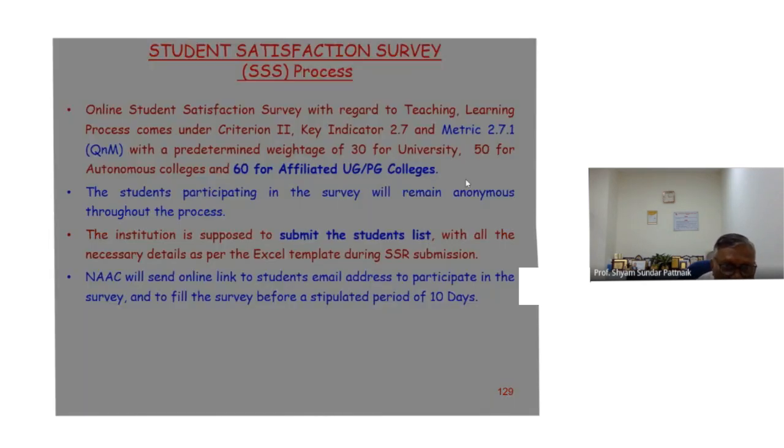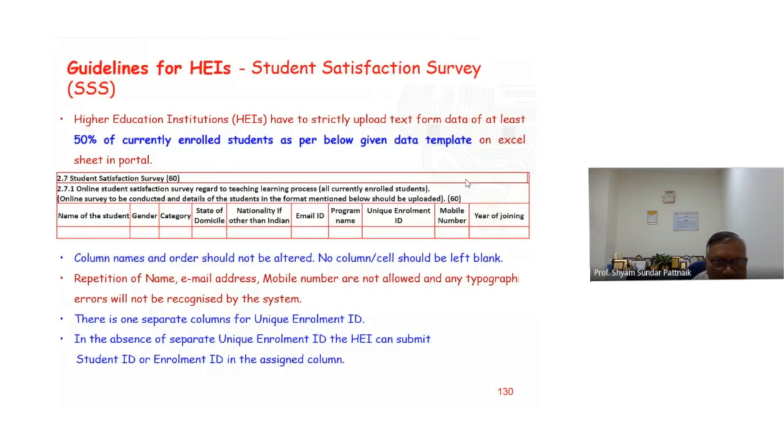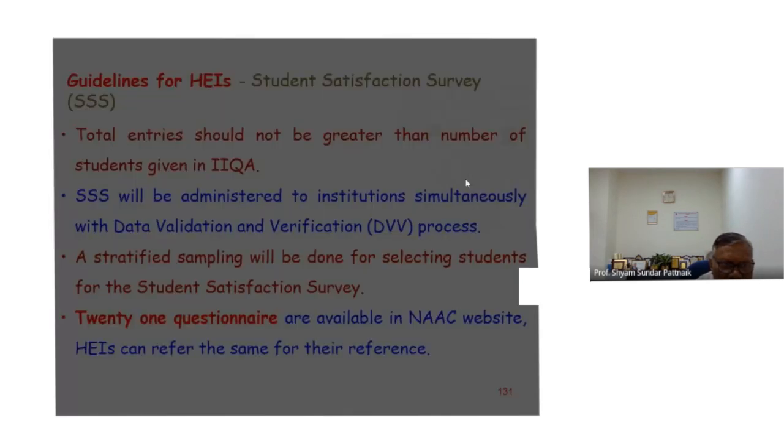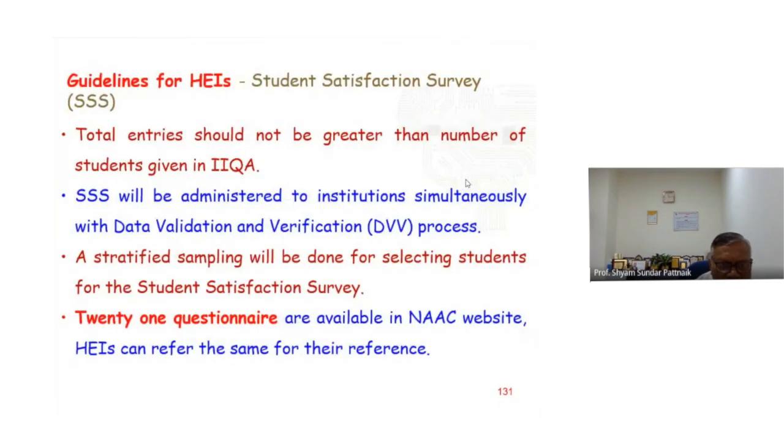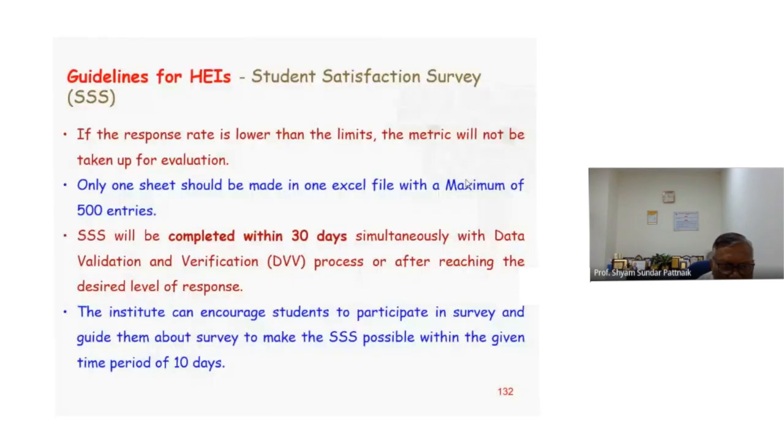So this is student support, this is the satisfaction survey report, and this is the way the reports are generated, and there are guidelines defined for you. You have to go through the guidelines, and accordingly this sheet should be made as one Excel file with a maximum of 500 entries. Remember that. The SSS will be completed in 30 days, simultaneously with data validations. So this cannot be delayed.